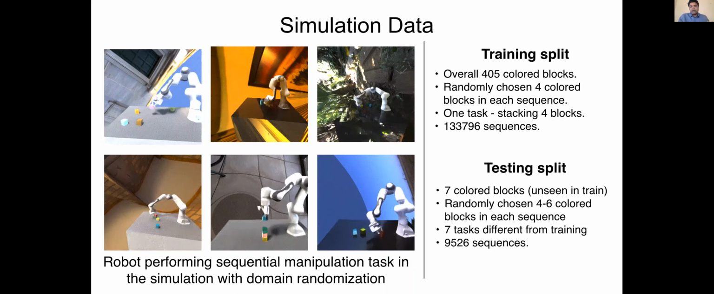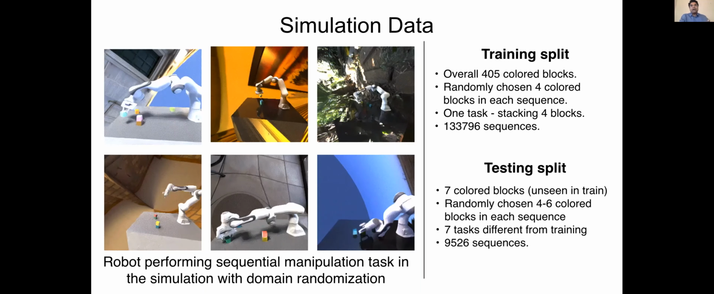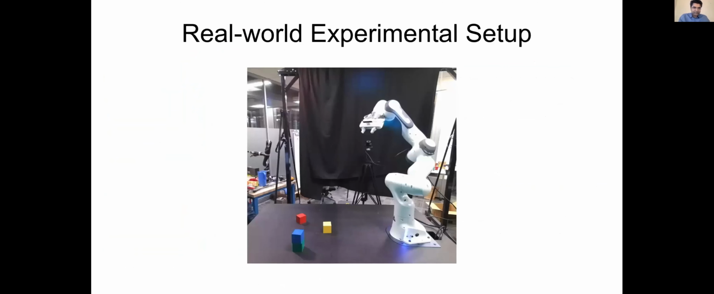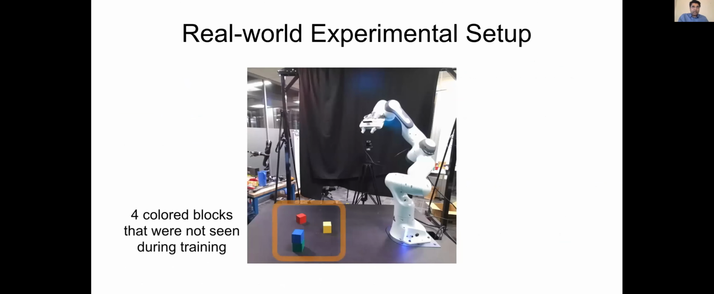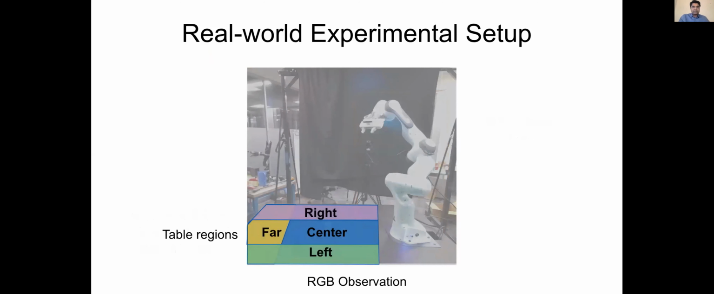I'm not going to talk about how the performance is on the simulation data. So I want to jump into the real world experimental setup here. This is a real world experimental setup where you have 4 colored blocks that were not seen during the training. And we use the same Franka arm that was part of the simulation data. And as I said before, the table is basically divided into 4 overlapping regions. And this makes the goal conditions a little complex, involving stacks of objects required to be at specific locations on the table, or specific regions on the table.